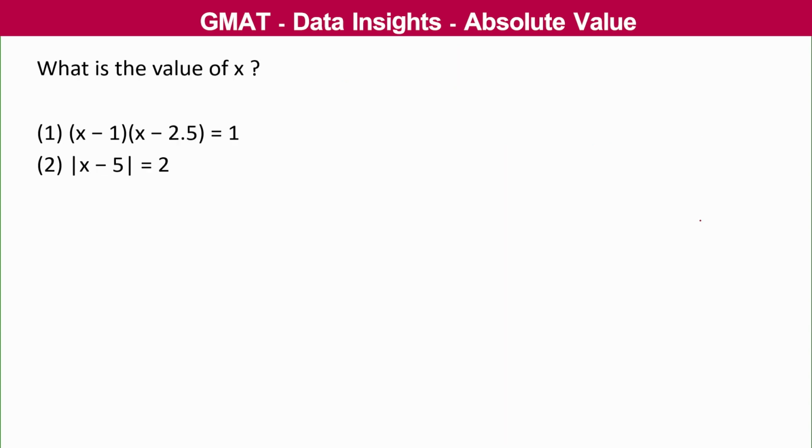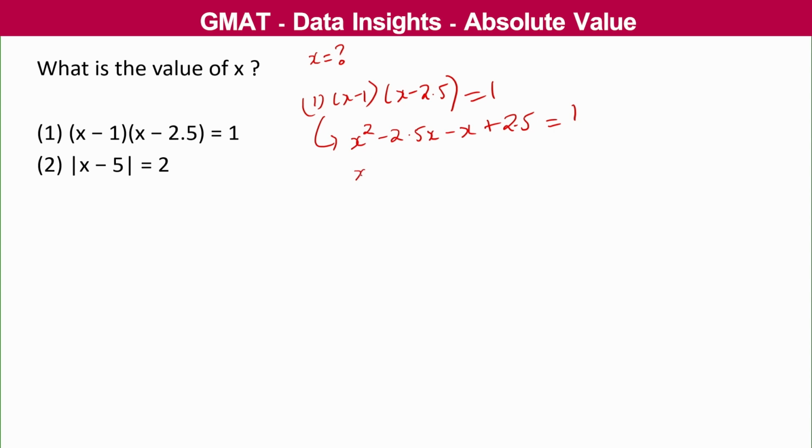Let's look at the next question. What is the value of x? First statement says that (x minus 1) into (x minus 2.5) is equal to 1. So let's expand here. (x minus 1) into (x minus 2.5) is nothing but x square minus 2.5x minus x plus 2.5, which is equal to 1. So you have x square minus 3.5x plus, taking 1 to this side, 2.5 minus 1 is 1.5, is equal to 0.